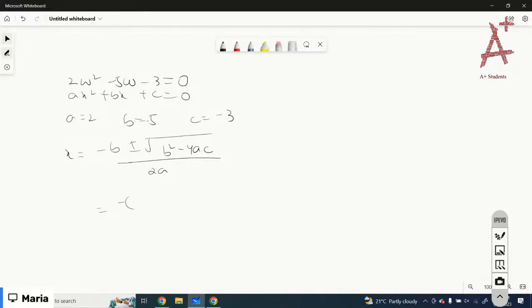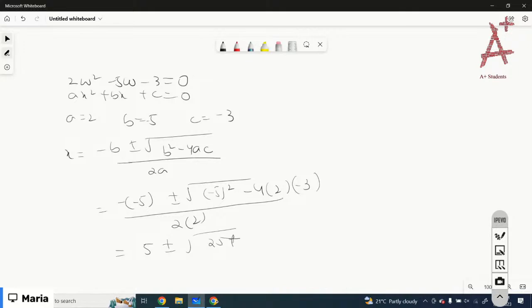b is negative 5, so minus b is 5, plus minus square root of b square, which is negative 5 square, minus 4, a is 2, and c is negative 3, divided by 2a, which is 4. It would be 5 plus minus square root of 25 plus 24, since 3 times 2 is 6 and 6 times 4 is 24, divided by 4. Got it? So it would be 5 plus minus square root of 49 divided by 4. Got it? So when you calculate the square root, it would be 5 plus minus 7 over 4.